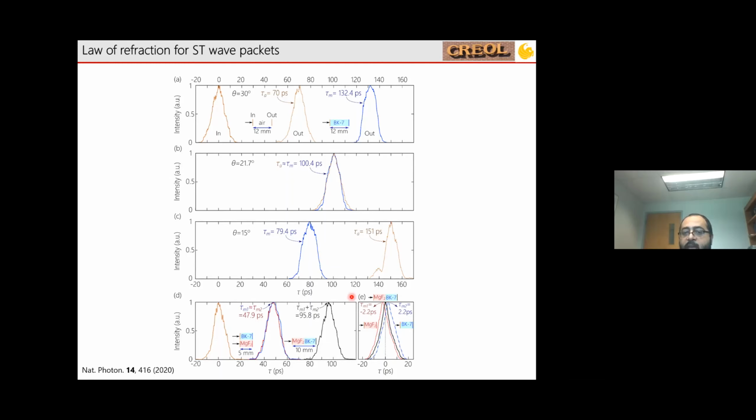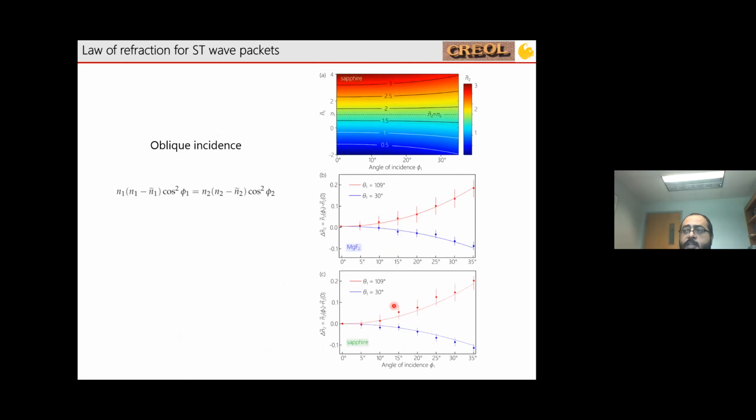And then finally, we show here an example of group velocity inversion, where we have a wave packet traversing either magnesium fluoride or BK7. As you know, the refractive index of magnesium fluoride is much lower than BK7. However, it emerges from it with the opposite sign of group delay. In other words, it has the same group velocity but opposite sign. All that is in the normal incidence regime.